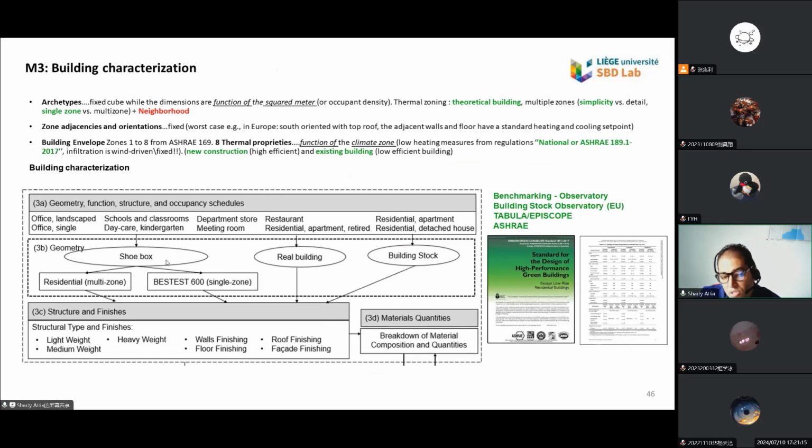And you can start to define whether you are going to use a theoretical shoebox, are you going to use a real building, or are you going to model a whole building stock for a city, for a town, for a neighborhood? So these are all available options for how to represent the building in the framework. And then you need to define the structures and finishes, and finally the material quantities for your choices of material.